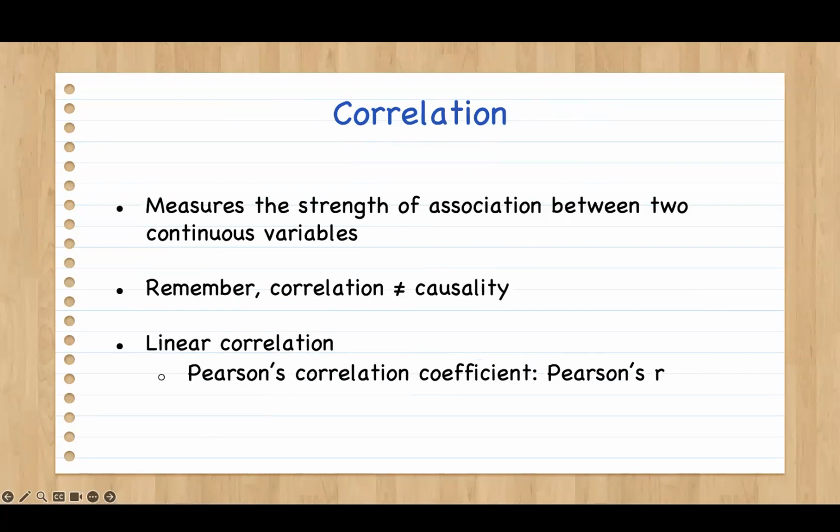Correlation is a measure of association to determine the existence and strength of the relationship between two continuous variables. For example, we use hours of study to predict income or test scores, or we use the predictor years of education to predict income. Remember, correlation does not equal causality. Correlation measures linear association.